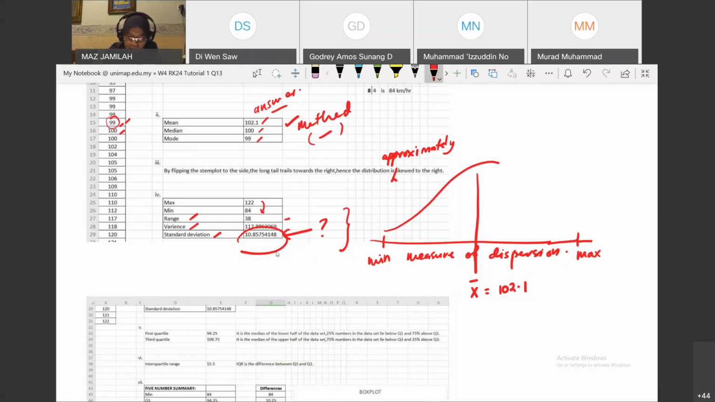It is skewed to the right, right? So let me catch it again. Now, can someone comment, please? What does standard deviation mean?